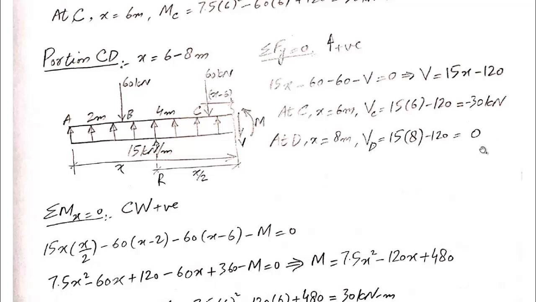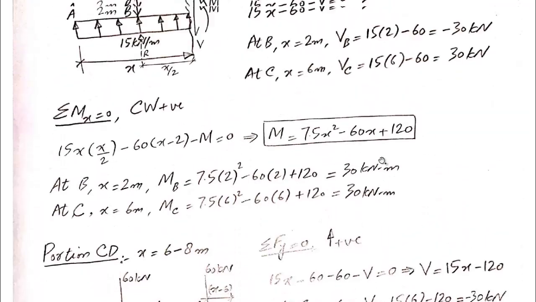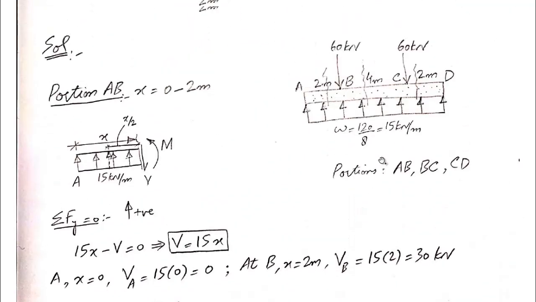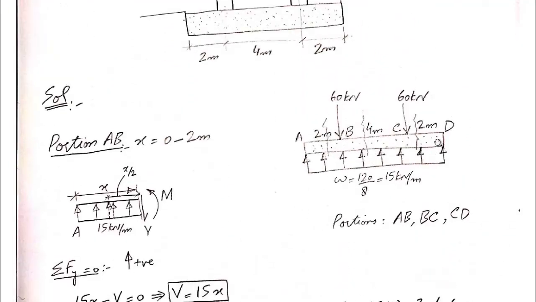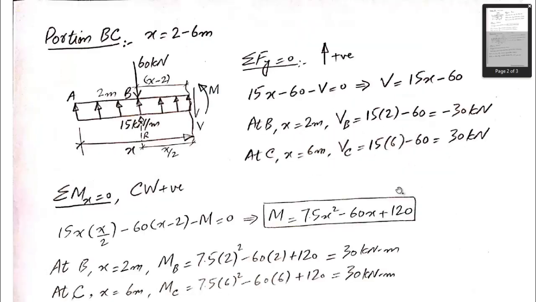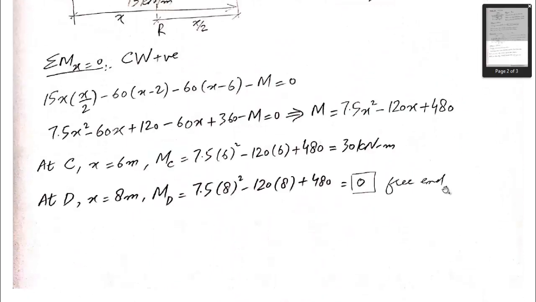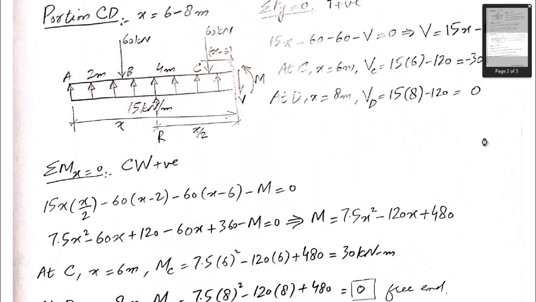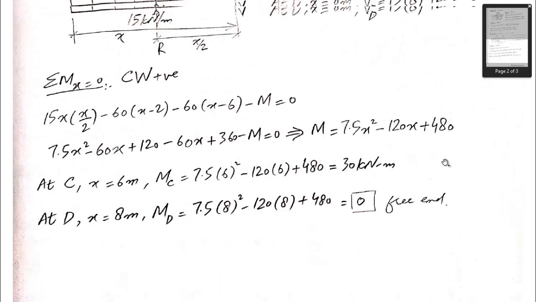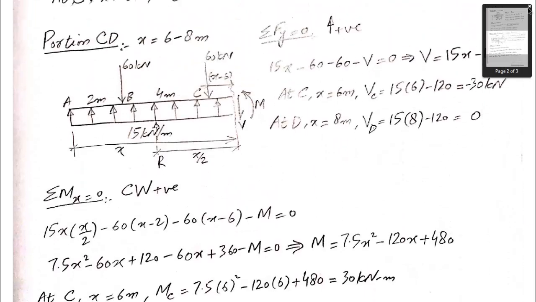Now is this 0 logical or not? What do we have at point D? Let's go back to our main figure. Point D is a free end, and at point D there is no point load acting. So we know that at a free end, if no point load is acting, the magnitude of shear should be equal to 0, which indicates that this zero value of shear for point D is totally logical.